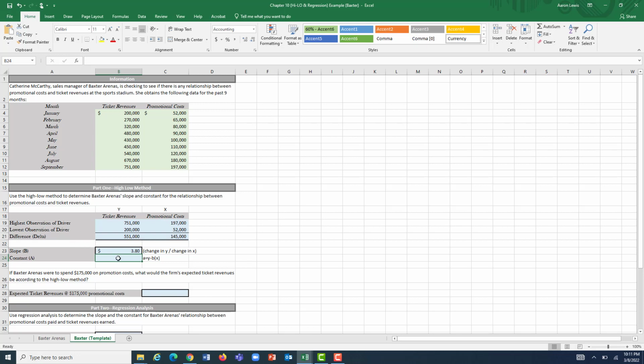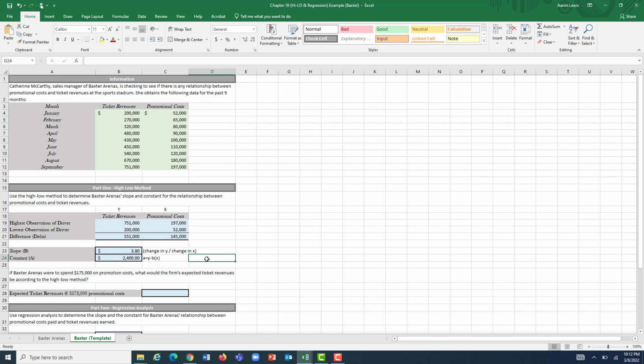And the highest observation, our Y, ticket revenues, was $751,000. If we subtract from that B, which is our slope, which we just determined to be $3.80, times X, which was the amount of promotion costs that we paid for at that level of ticket revenue of $197,000, I'm going to come up with a constant of $2,400, saying we would experience $2,400 in ticket revenues if we never decided to promote ever again.